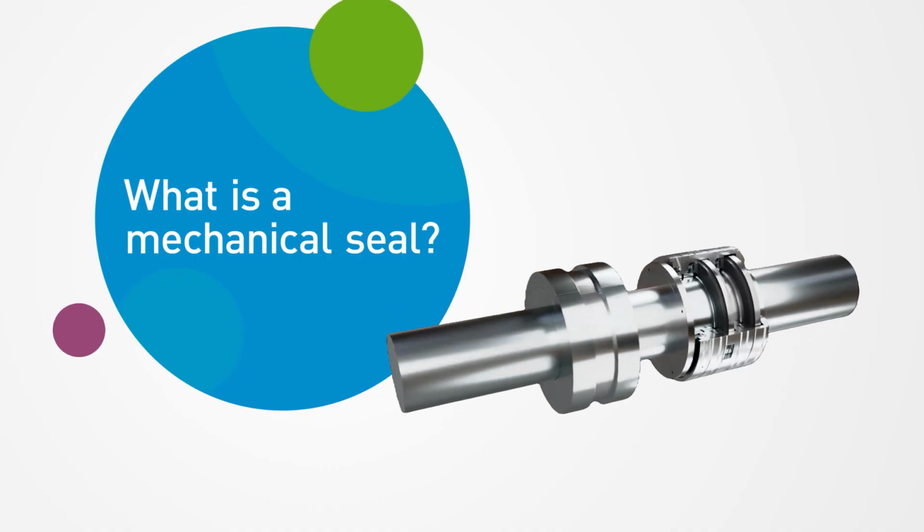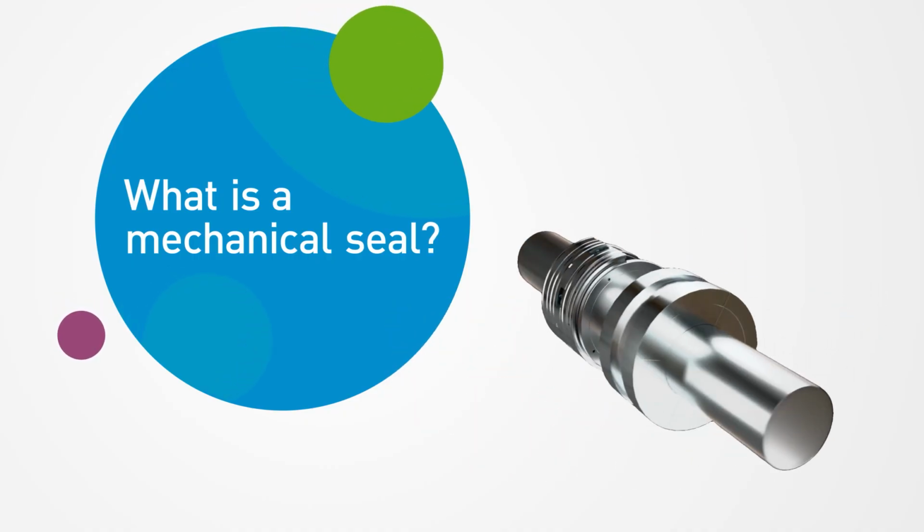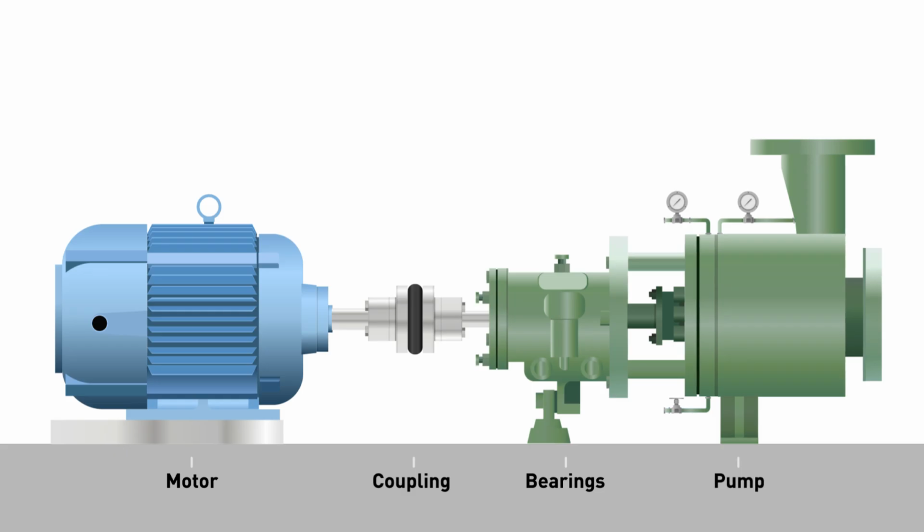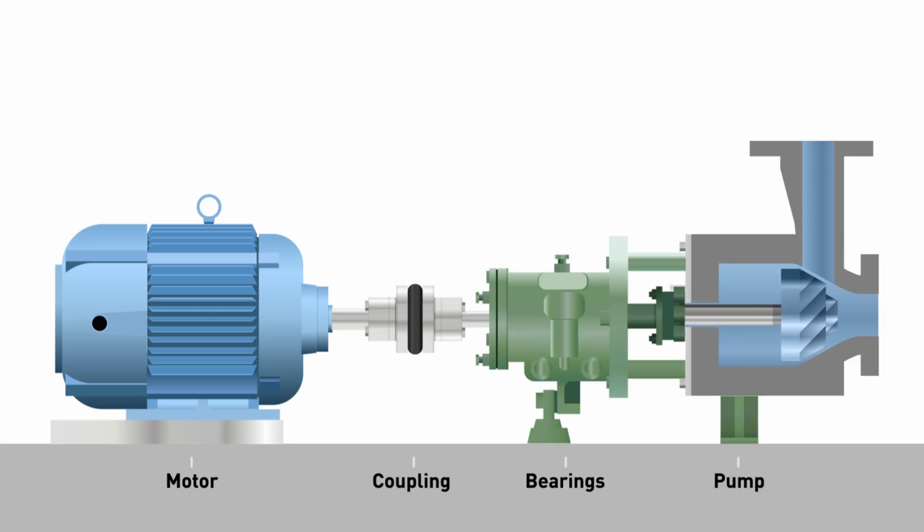What is a mechanical seal? Simply stated, a mechanical seal prevents the mass leakage of a liquid or gas from between a rotating shaft and a stationary housing. In this example, we will look at a mechanical seal in a pump.